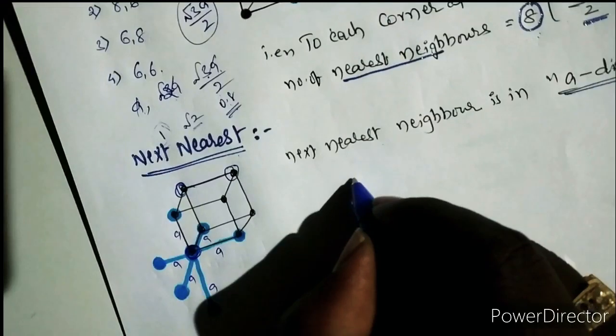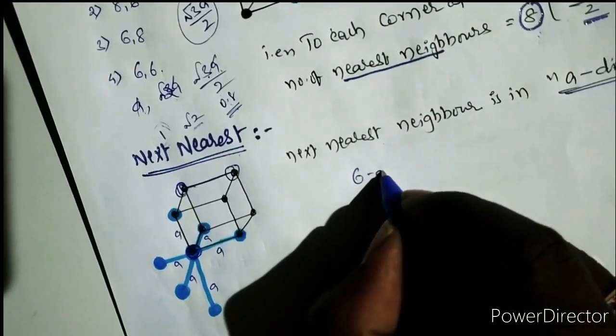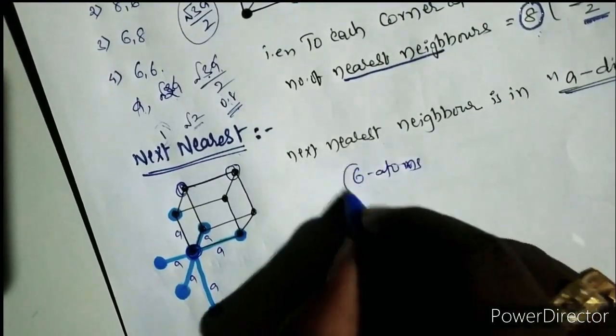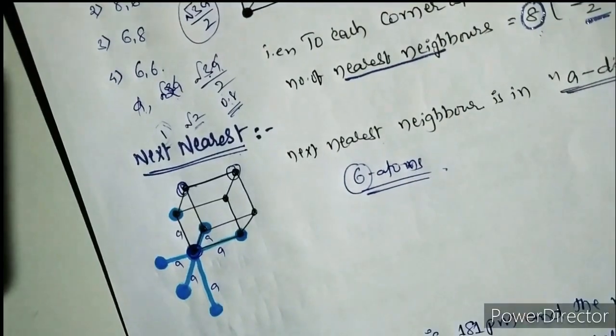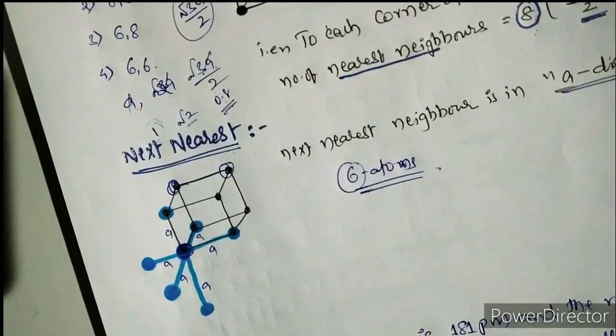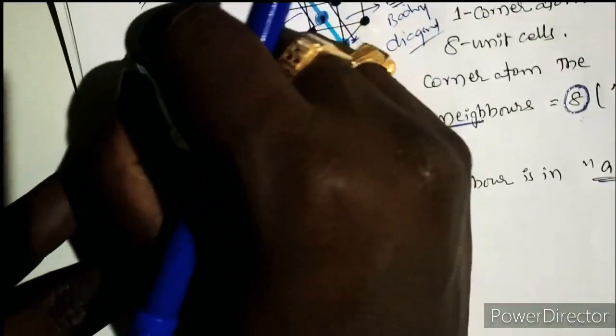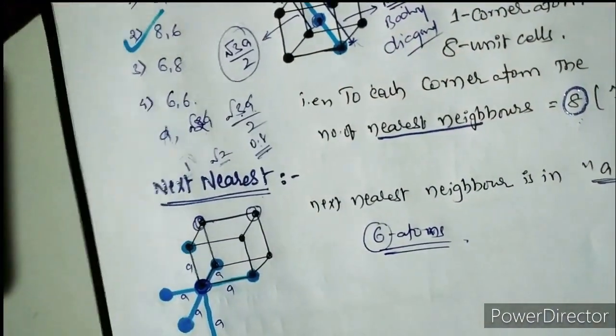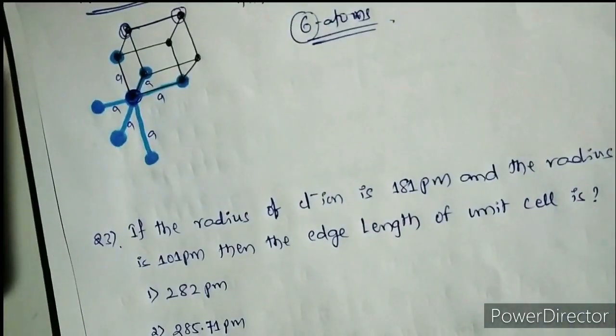How many such atoms are there? 6 atoms. Okay, 6 atoms are next to nearest. So what is your answer? Your answer is 8, 6. Option 2 is the correct one. Is it clear? Next one.